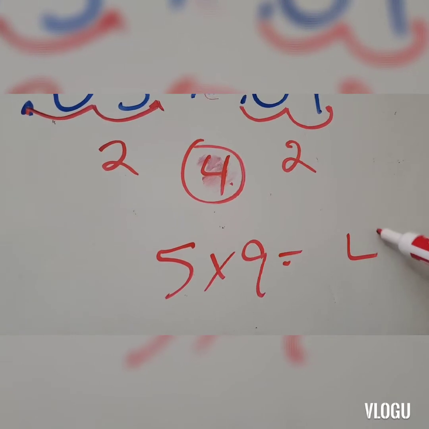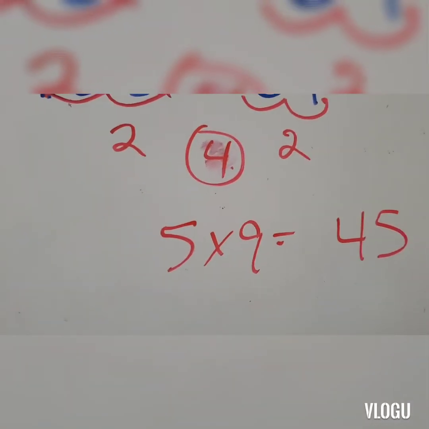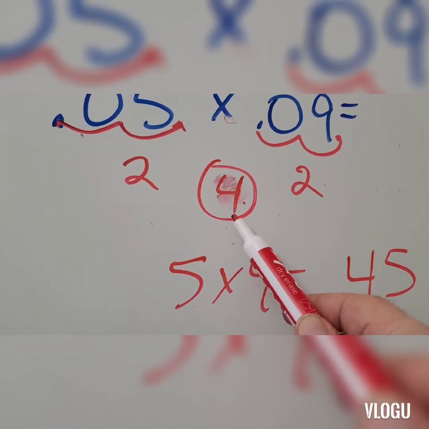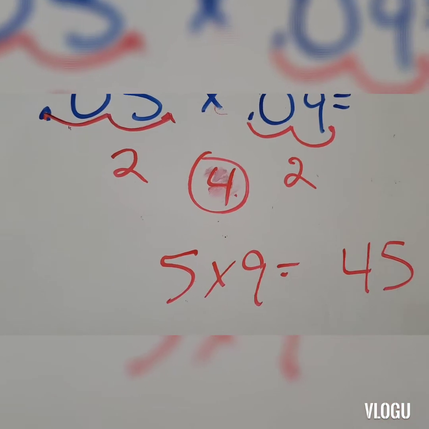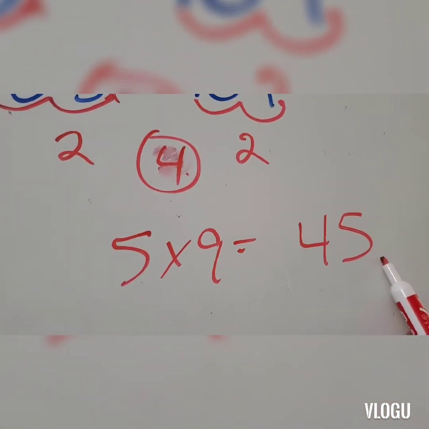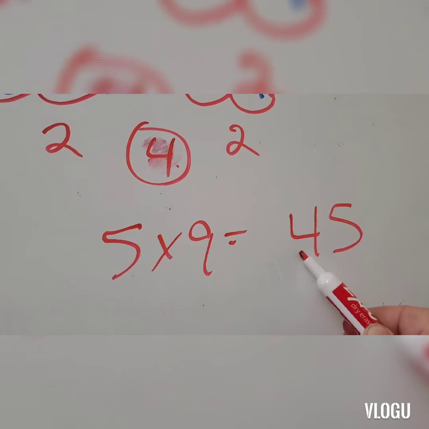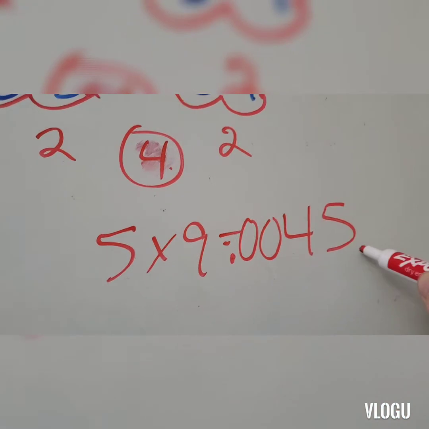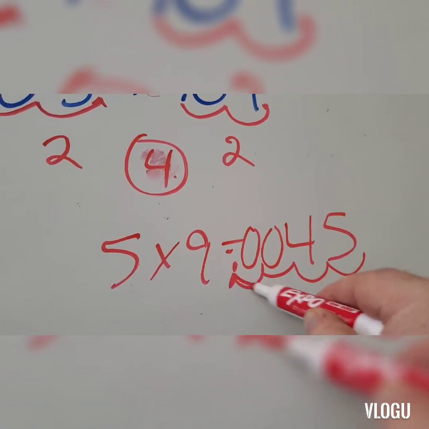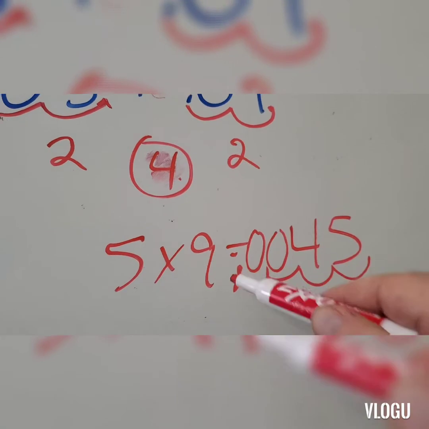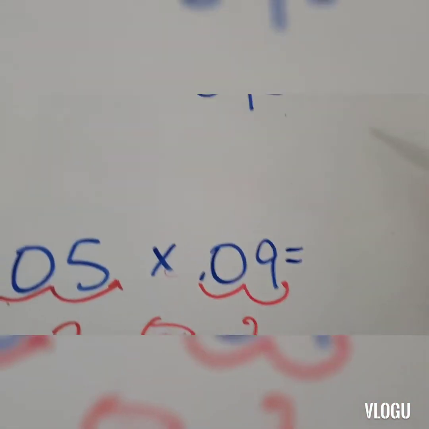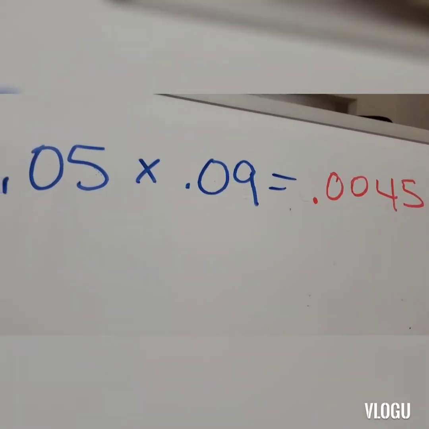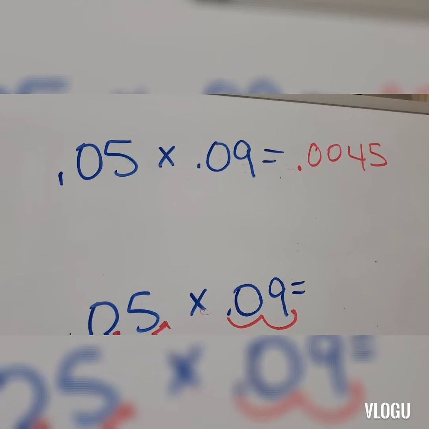5 times 9 is still 45, but I have to dance my decimal back into the problem 4 places. My decimal lives here. 1, 2, 3, 4. Bloop, bloop, bloop, bloop. Those were 4 bloops. I moved my decimal 4 places back, so my answer is 0.0045. How'd we do?